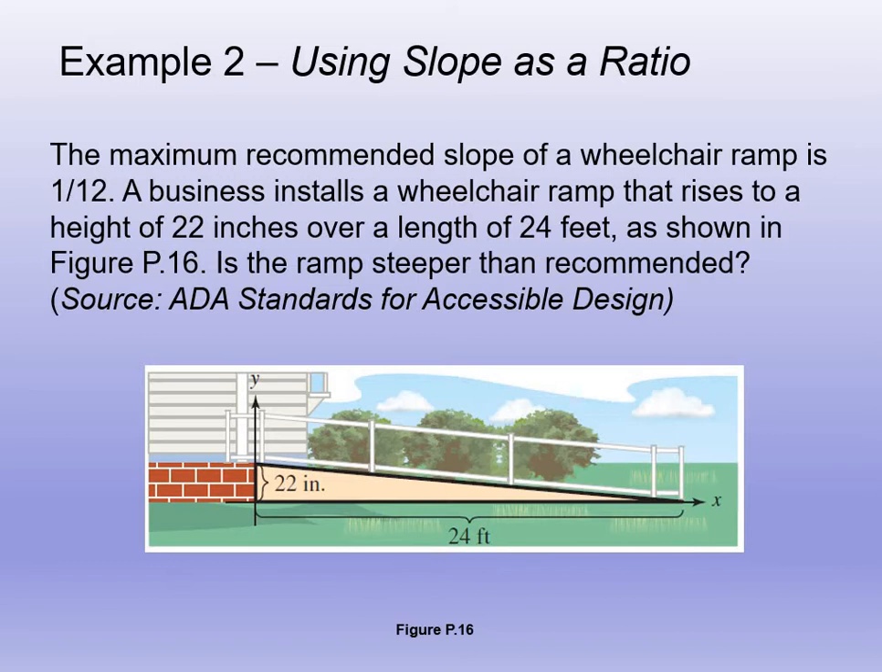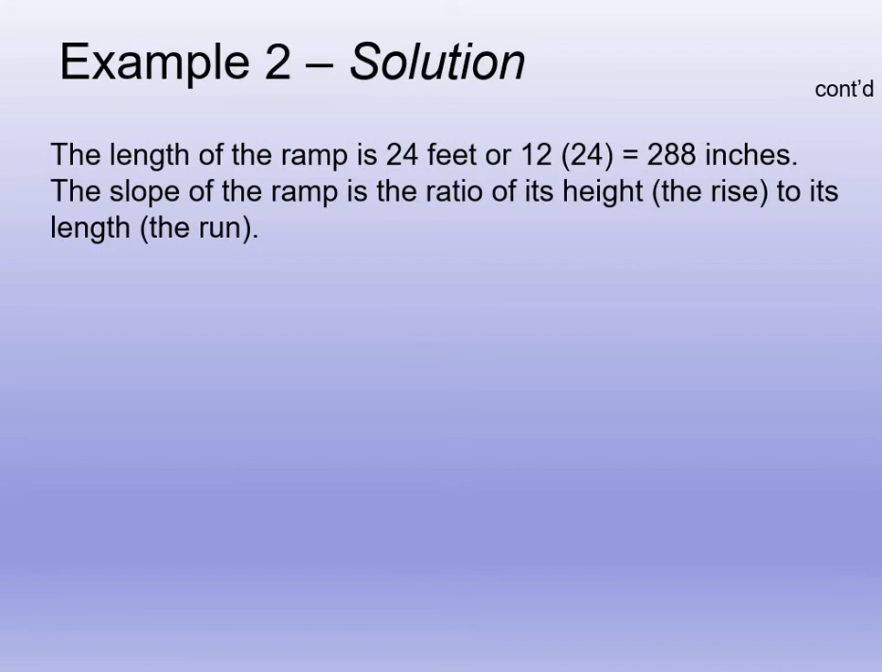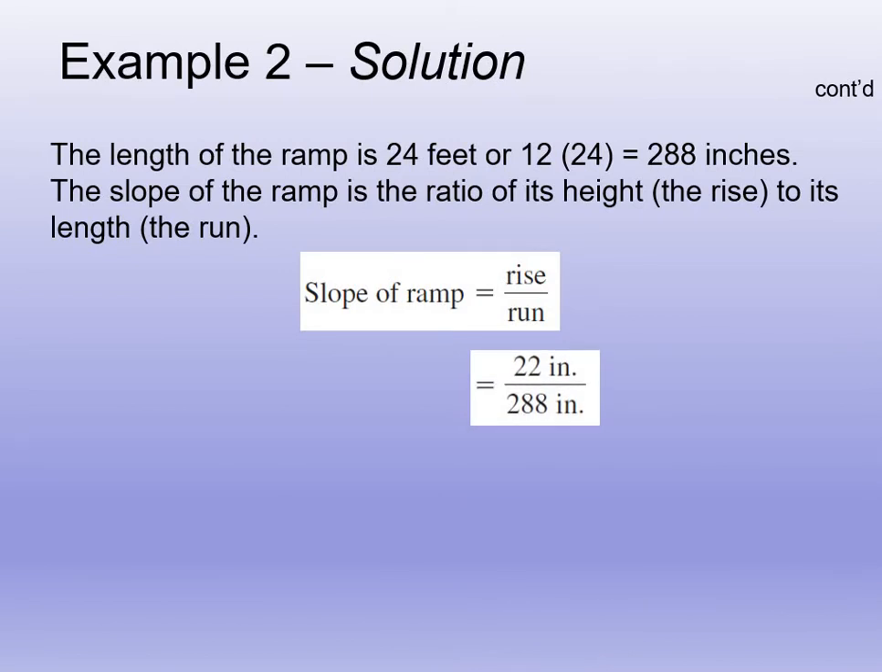Well, don't jump into this real quick and do 22 over 24, because we have to pay attention to units. Notice that it's 22 inches high and it's 24 feet long. That is not 24 inches. So we have to be very careful to calculate that 24 feet to inches. That's 288 inches, since 24 times 12 is 288. So the slope of the ramp is the ratio of the height, the rise over the run. So now we're going to do 22 over 288, and we can determine that it's approximately 0.076.